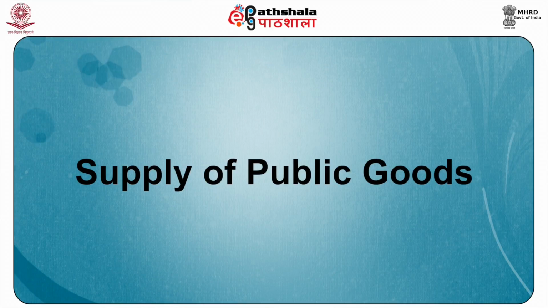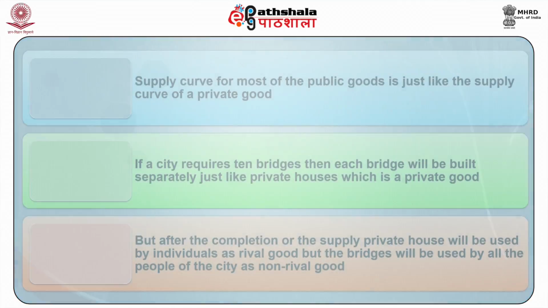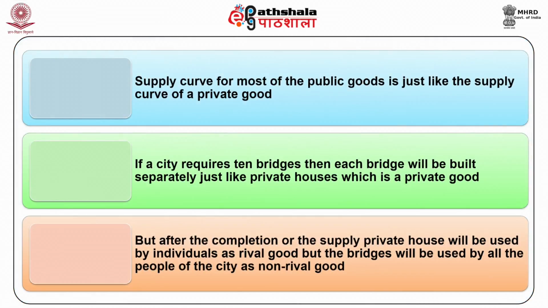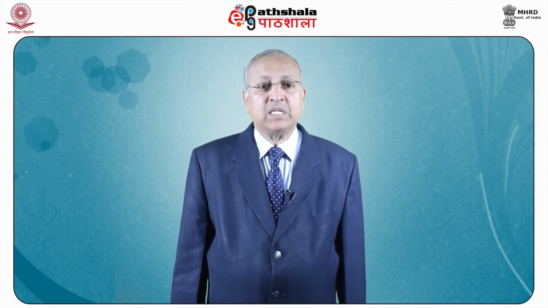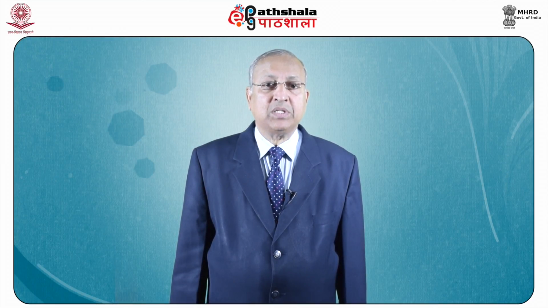Now let us begin our discussion on the supply of public goods. The supply curve for most of the public goods is just like the supply curve of a private good. If a city requires 10 bridges, then each bridge will be built separately, just like a private house, which is a private good. But after the completion of the private houses, they will be used by individuals as rival goods. But in the case of a bridge, it will be used by all the people of the city in a non-rival manner.